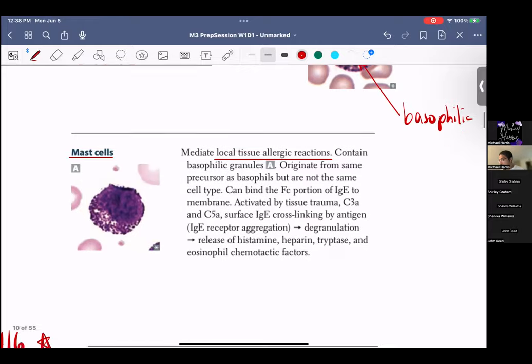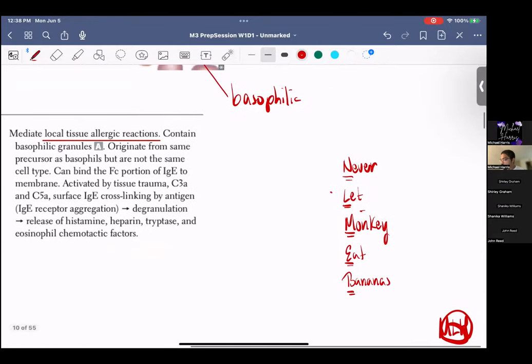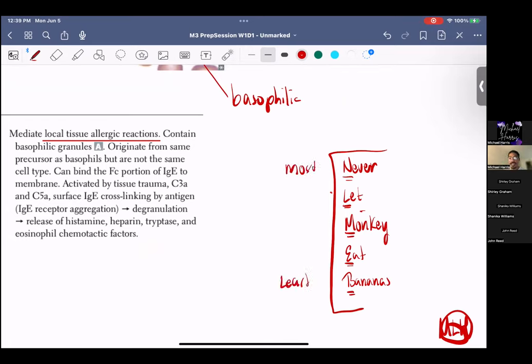Now, there's a mnemonic to remember the general numbers of everything. So never let monkeys eat bananas. This is the most. This is the least. At least have that general idea. You don't have to remember what's the second most, the third most, the fourth most. Just make sure you have a general idea: what's the most, what's the least? Neutrophils is the most, while basophils is the least.